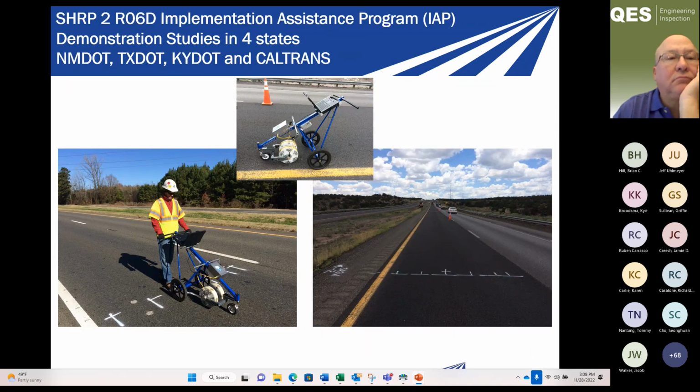Go ahead, next slide. So we did go out and implement this unit at multiple different states. It was 4 states: New Mexico, Texas, Kansas, or I'm sorry, Kentucky, and California. And so these are just some photos from that field testing. We would typically do a 1,000-foot section, and we were usually doing 6 passes on that lane, so nominally 2 feet apart. Sometimes we'd scoot that last test line over a little bit to stay off the cones.